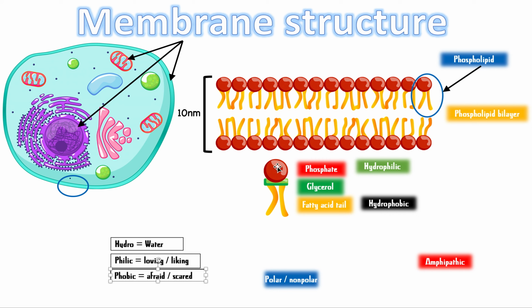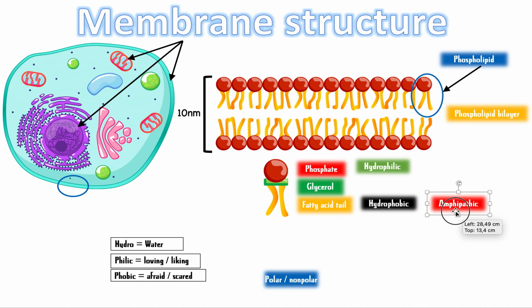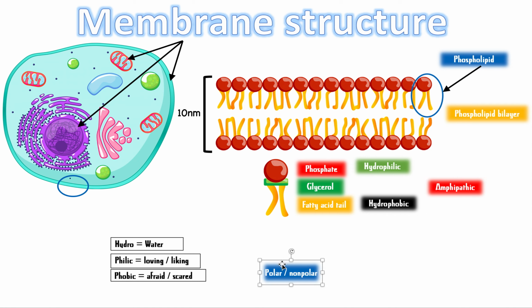Now, when a molecule has both a water-loving and a water-hating part, we call it amphipathic. So a phospholipid is amphipathic since it both loves and hates water. Yeah, so it's both water-loving and water-hating. So why does this happen? You can think about it.